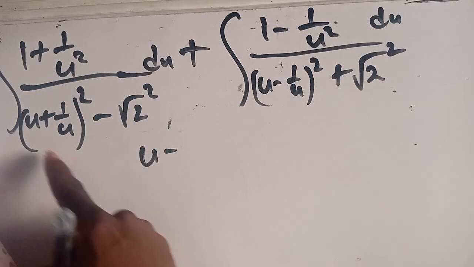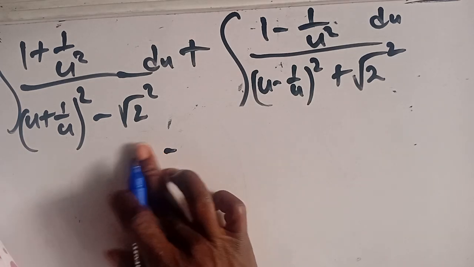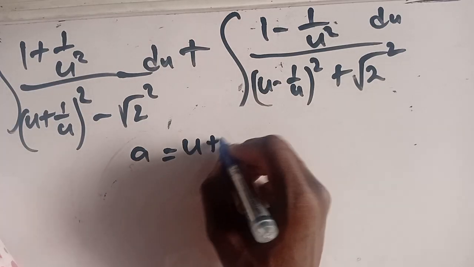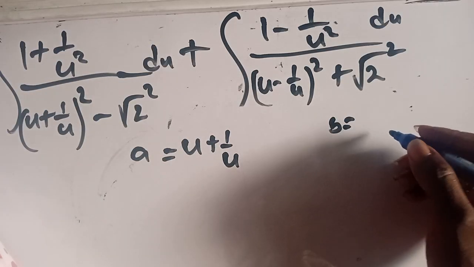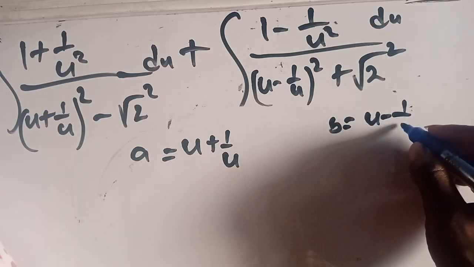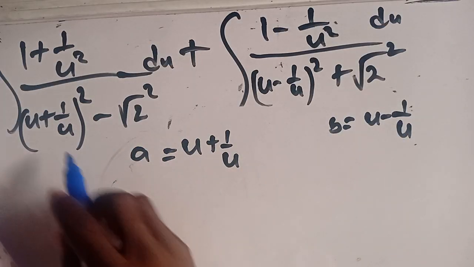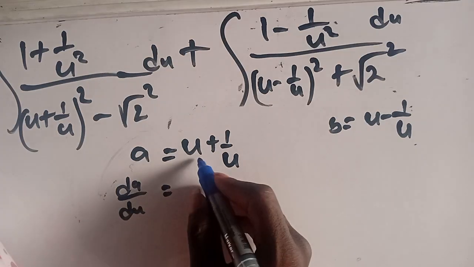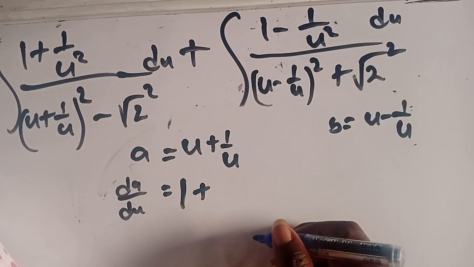Let me say let a be u plus 1 over u, and let b be u minus 1 over u. Let a be this, let b be this. So if you differentiate a, dA over du, if you differentiate this here, we have 1. If you differentiate 1 over u, you have minus 1 over u square.